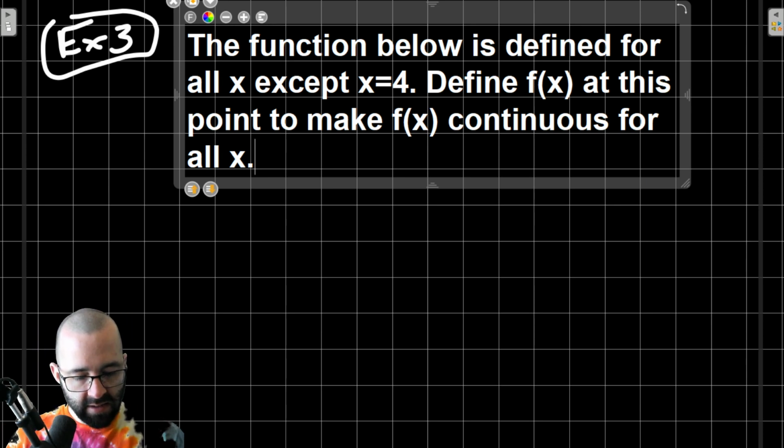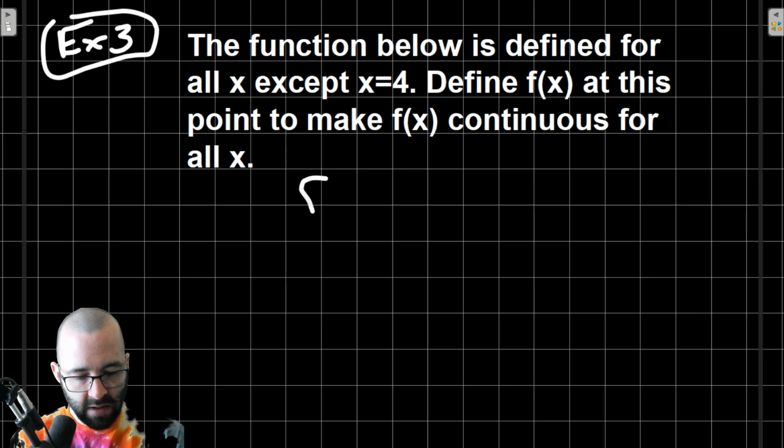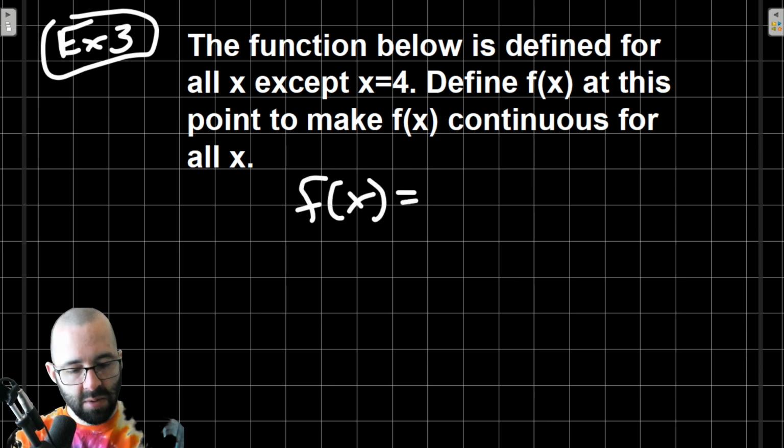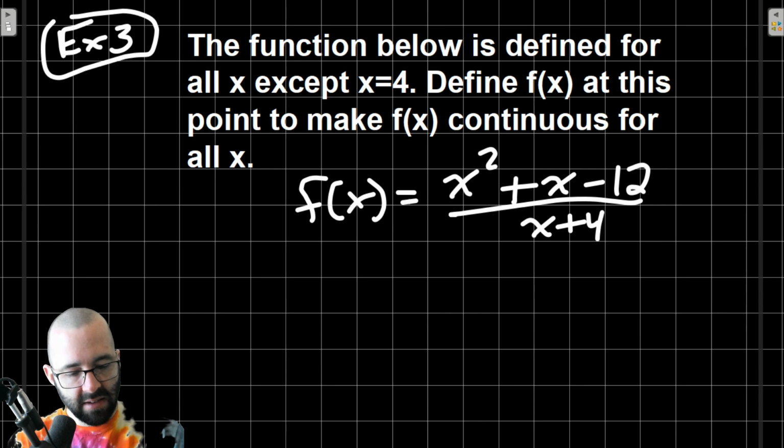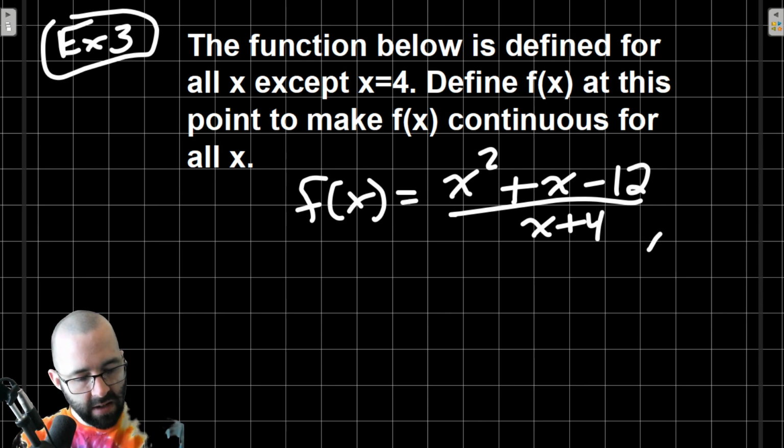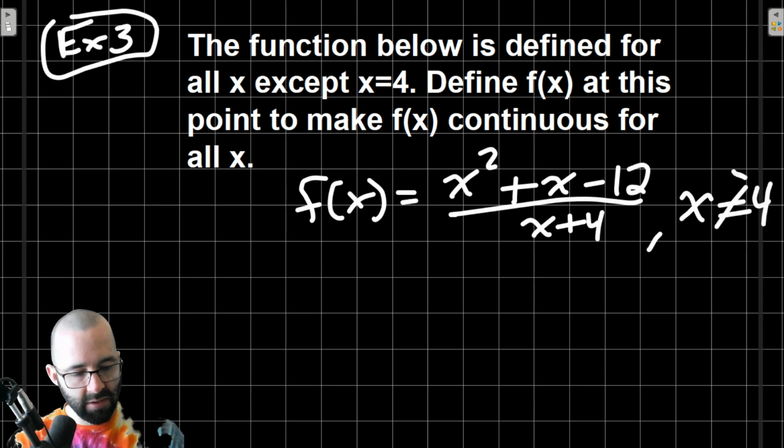All right, and in this case, the function is f of x is equal to x squared plus x minus 12 divided by x plus 4. And again, x is not... Hey, can you stop going down there, line? x is everything except for negative 4. Whew.